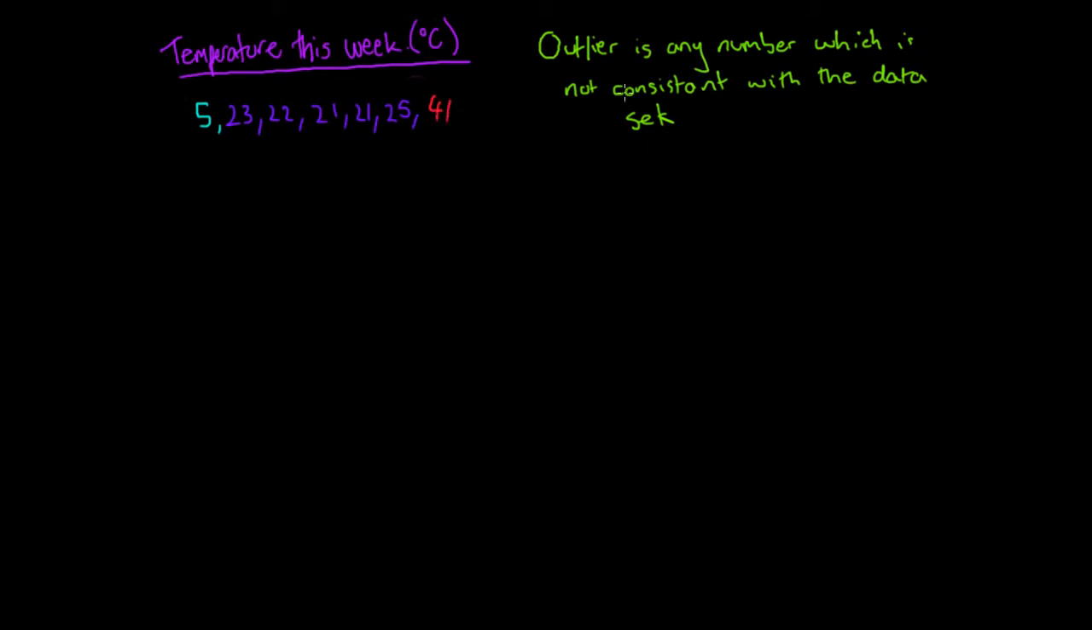So I suspect that Monday might be an outlier, because it's 5 degrees and it's not really consistent with the rest of the data. And on Sunday it was 41 degrees, so I think this also might be an outlier. I suspect that isn't consistent with the data either, but we're going to use this IQR calculation method just to check.